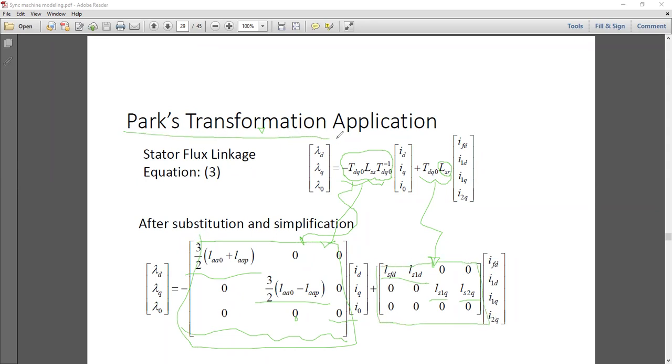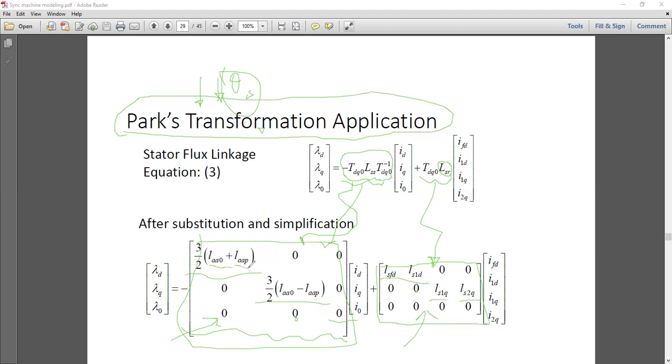So we have actually achieved our target. We started the Parkes transformation with the aim that, if we apply it, hopefully we will get rid of the theta. And we see that we don't have any theta left over here.